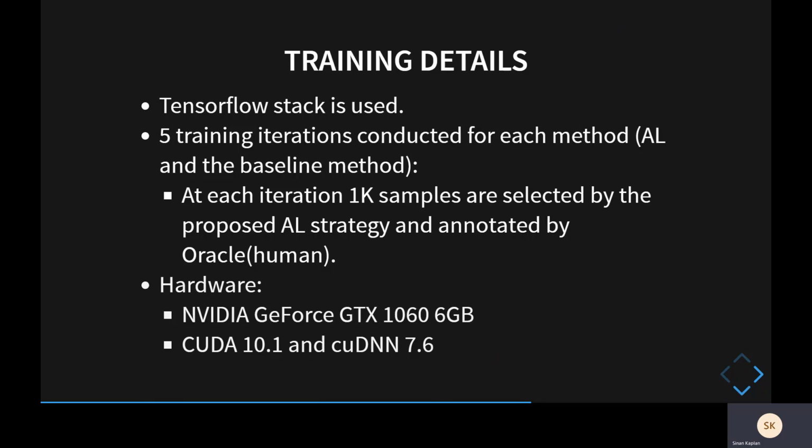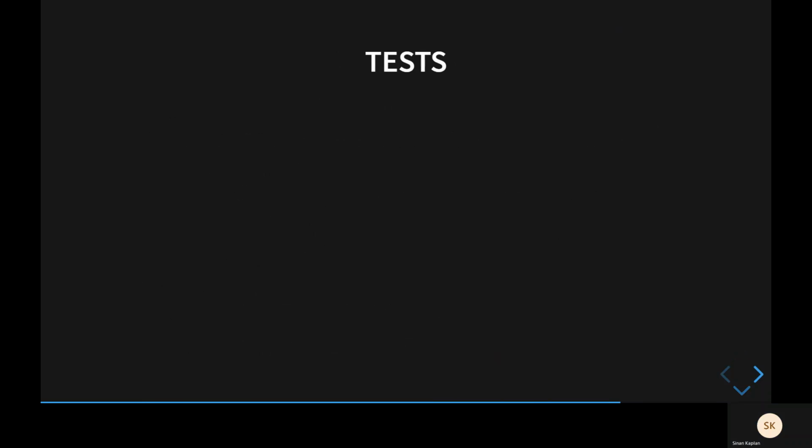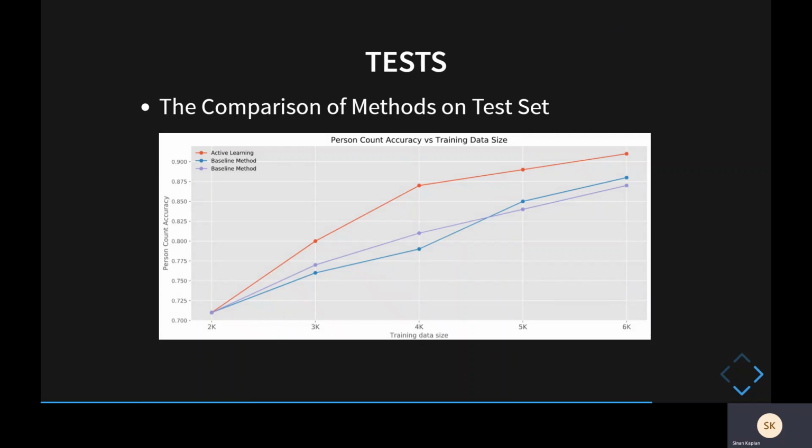Now let's check the test results. And here are the test results. We reported the person count accuracy with respect to the training set size at each iteration. The figure shows that the proposed method is far better than the baseline methods. We ran experiments twice for the baseline methods. That was necessary for us to see the variations in random sampling. And as you can see, both of them are less accurate than the active learning one.